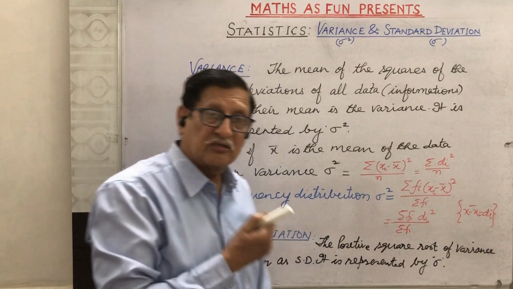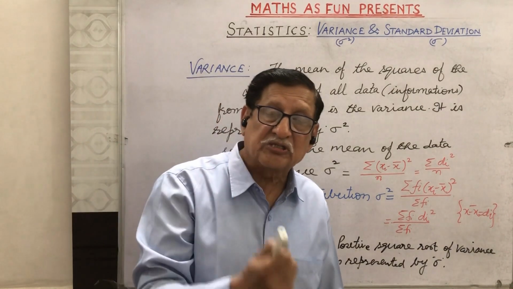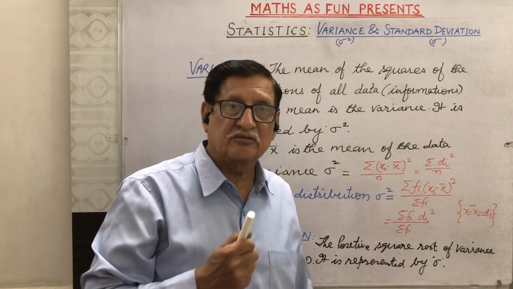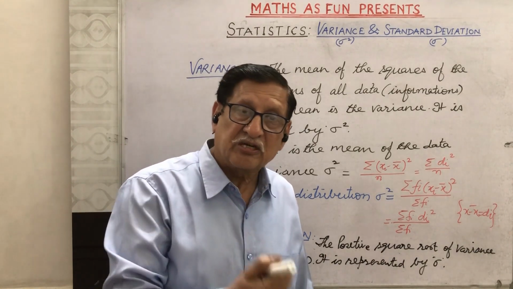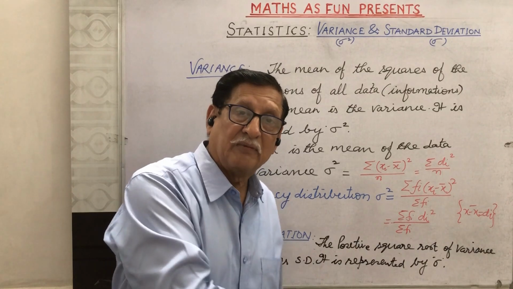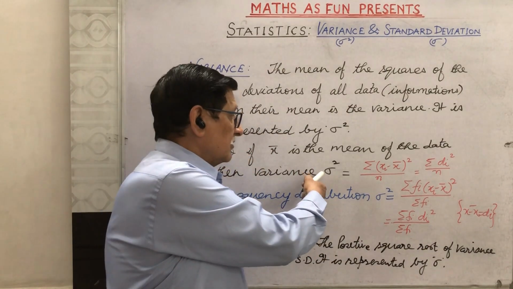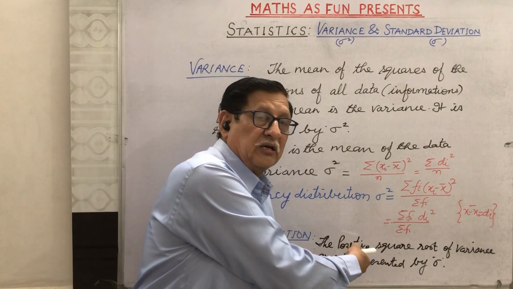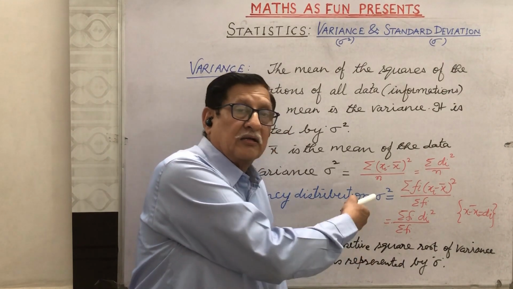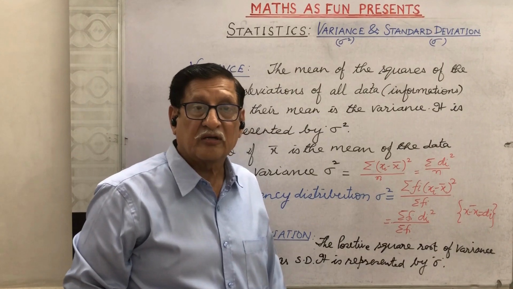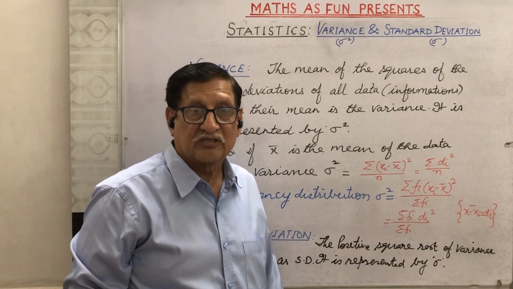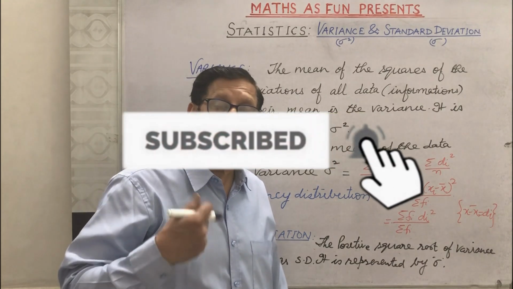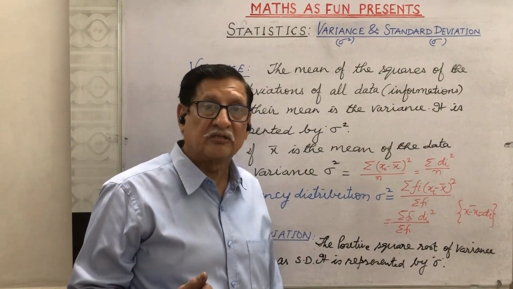Now what about the standard deviation? The standard deviation is the positive square root of the variance. This is represented by small sigma, because small sigma square is the variance. So the root of that will be small sigma. That is the representation for standard deviation.